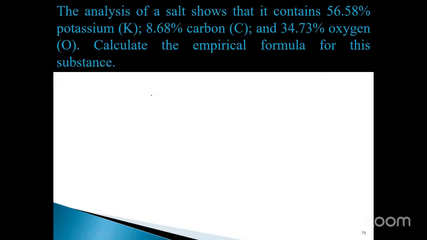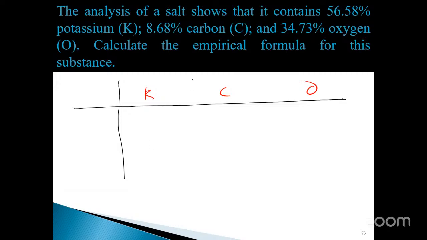So what I would do first is, and I like to do this in a tabular form, I'm going to draw a table where at the top of the table, I'm going to write down the symbols of the elements: potassium, carbon, and oxygen. Let me change the color because I hate red. Okay, so the first thing we're going to do is write down the masses of each of these elements. Now, the question did not give us the mass of each element. The question gave us the percentages, right?